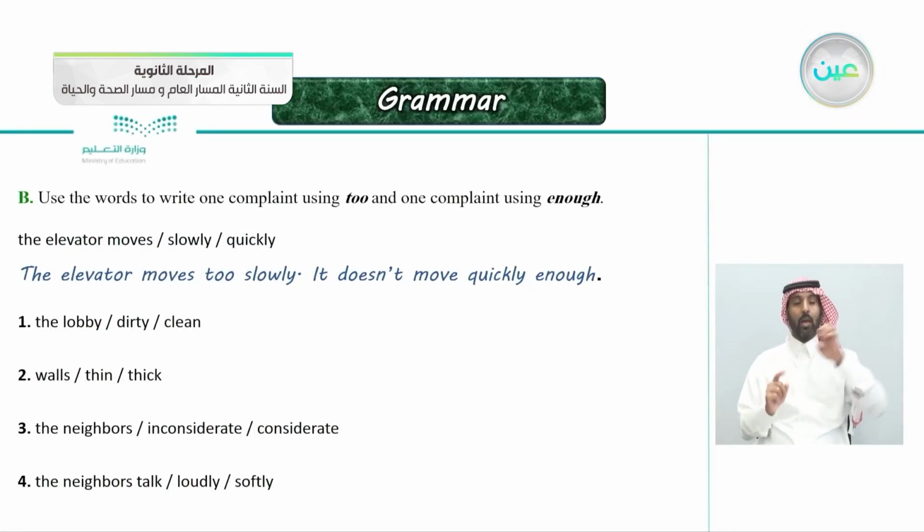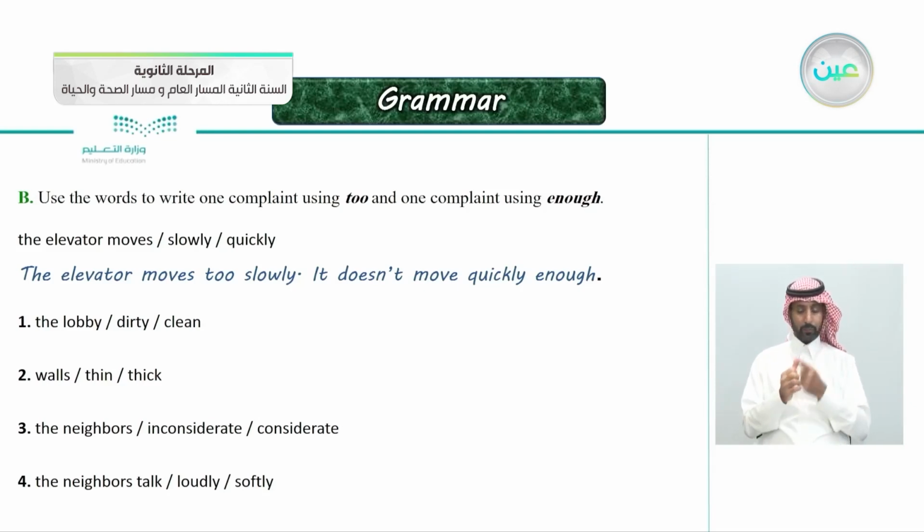Exercise B here: use the words to write one complaint using too and one complaint using enough. So again, use the words to write one complaint using too and one using enough. The elevator moves slowly, quickly. So you have to use too and enough. The first one is already done here.